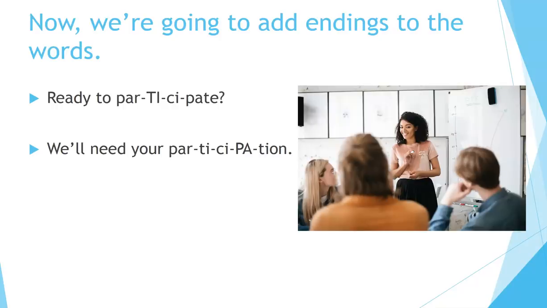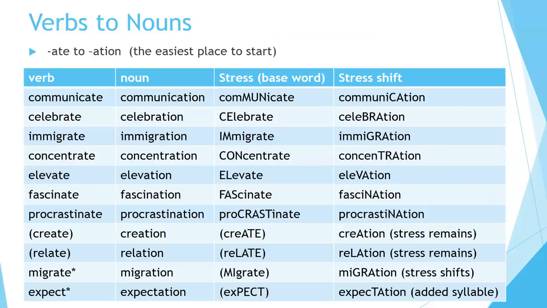Now we're going to add endings to the words. Ready to participate? We'll need your participation. Verbs to nouns. A-T-E to A-T-I-O-N. This is the easiest place to start. Again, we'll look at the words in columns. The verbs from top to bottom in column 1, then the nouns from top to bottom in column 2, then we'll compare the two in columns 3 and 4.